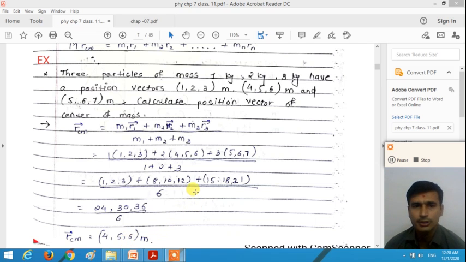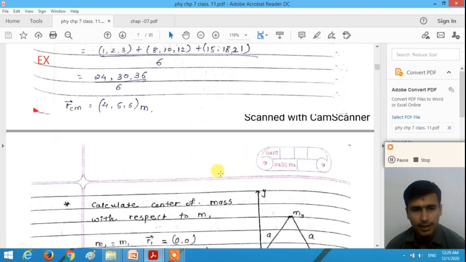So in this situation, in two dimensions or three dimensions, you have to take care of the addition of the vector, right? Here you have to use vector addition, right? Now we will take another example.